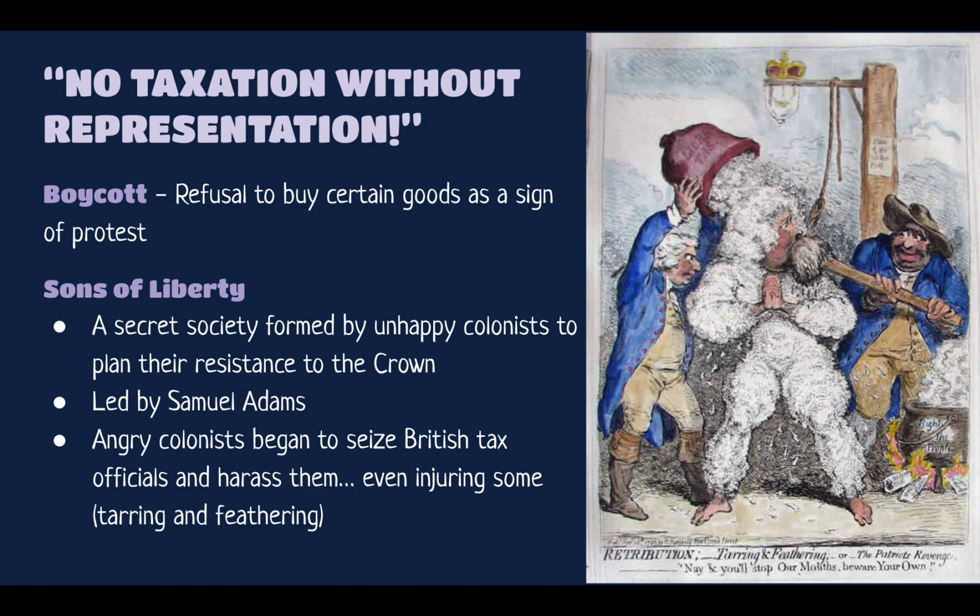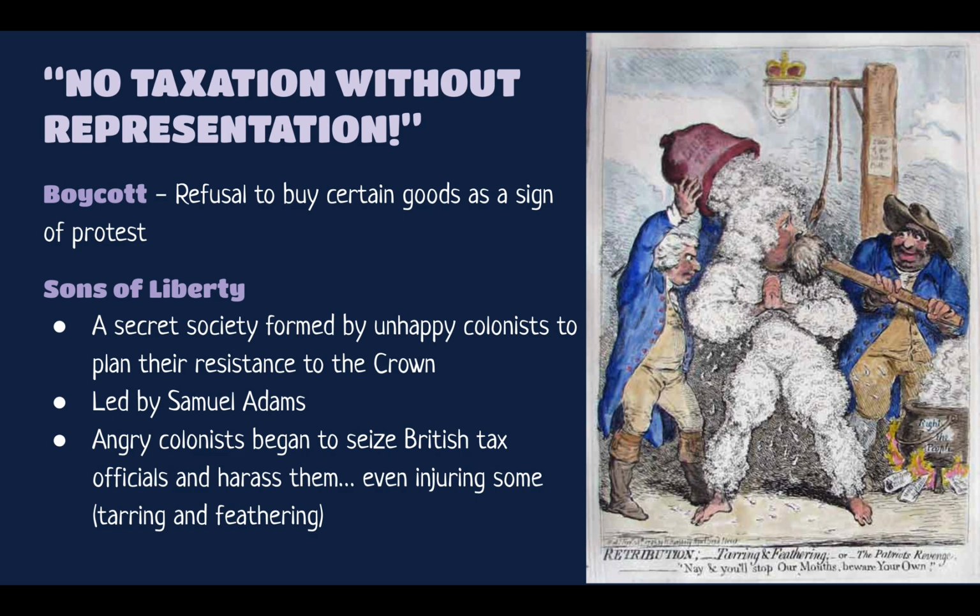The Sons of Liberty, which we just mentioned, were a secret society that were formed by these unhappy colonists to help plan out their resistance to the British crown. Samuel Adams was the leader of these Sons of Liberty. And they did a lot of things like seizing British tax officials and harassing them. So giving them a hard time, making them feel very unwelcome, and in some cases even injuring them, like what you see in this image here of a tax collector being tarred and feathered.